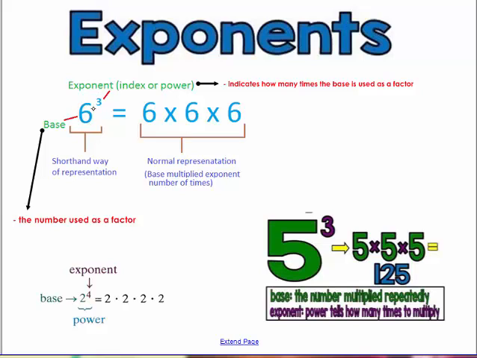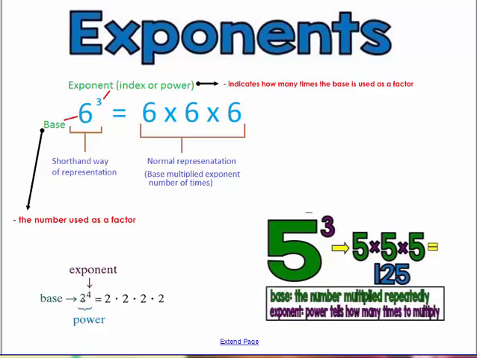The base is that bigger number that we see right here, and it's the number that is used as a factor. So a lot of students will say that this is 6 to the third power, and they'll say, oh, that's the same as saying 6 times 3, which is 18, and that is totally incorrect. So what we do is take that 3, that exponent, and say to the base, multiply yourself by that 3 times. So it would be 6 times 6 times 6.